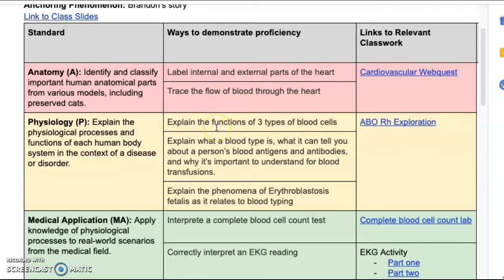Then in the ABO-RH exploration, you talked about the different types of blood cells, talked about what a blood type was, and what antigens and antibodies mean in terms of your blood type and why it's important to understand them when we're talking about blood transfusions. And then you talked about erythroblastosis fetalis and how it relates to blood typing. So you'll definitely need to know that on the summative assessment as well. So again, those will be graded soon. So I'll give you feedback on those.